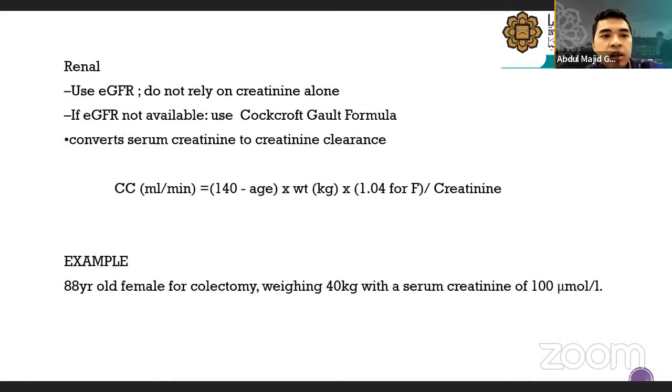And for the renal, we use eGFR. We do not rely on the creatinine because, as you can see from this example, an 88-year-old came for colectomy, weight 40 kilo, with serum creatinine of 100 micromole per liter. As you can see, 100 micromole looks normal, but when we calculate the creatinine clearance, it's actually already stage 4 chronic kidney disease.